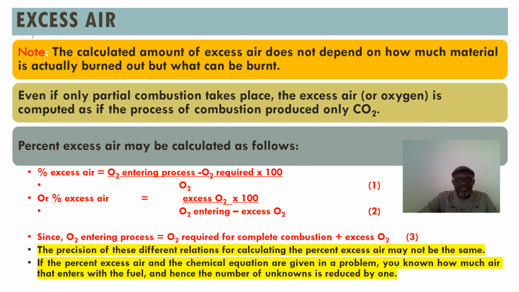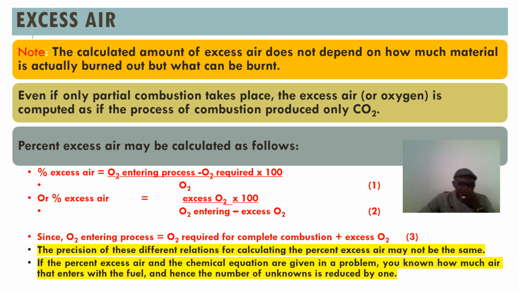So percent excess air may be calculated as follows. Percent excess air equals oxygen entering process minus oxygen required, divided by oxygen required, multiplied by 100, equation 1. Or percent excess air equals excess oxygen divided by oxygen entering minus excess oxygen, multiplied by 100, equation 2. Since oxygen entering process is equal to oxygen required for complete combustion plus excess oxygen, you see, that's why we can use either equation 1 or 2.